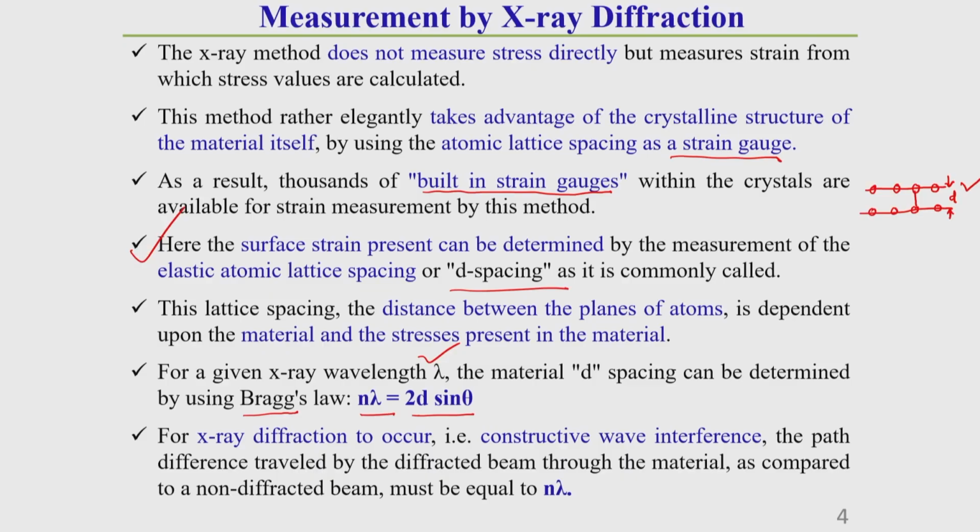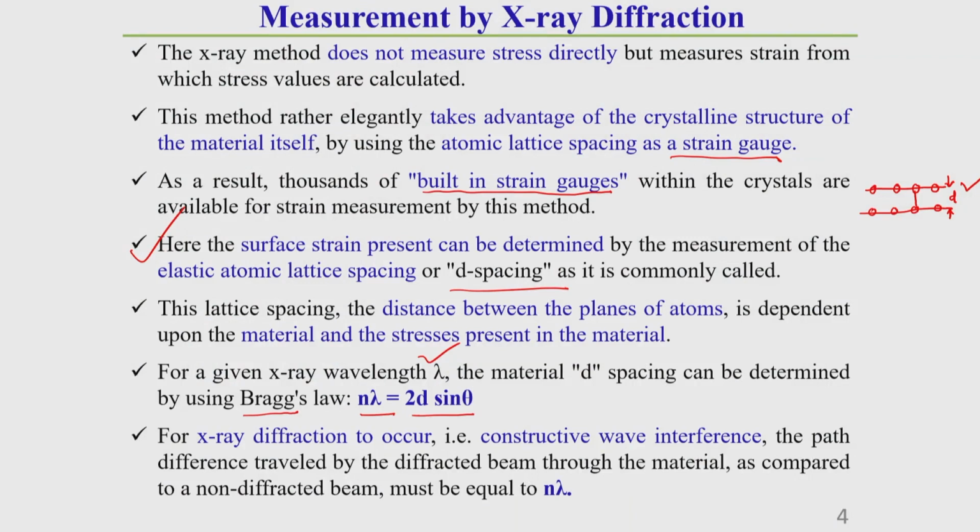Here one thing you should keep in mind, for X-ray diffraction to occur, constructive wave interference is required. You can say that this interference can be categorized into two different categories. One is called constructive, another is called destructive interference. In destructive interference, if the wavelength of two waves is the same and they are in opposite phase, then they vanish, we will not get any output. But in constructive wave interference, if the wavelength of two X-ray waves is the same and they are in the same phase, then there will be a summation of these two waves.